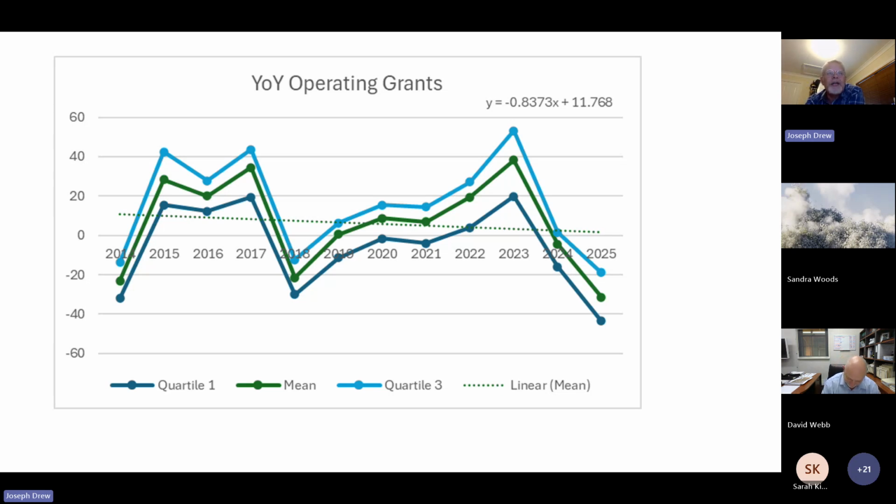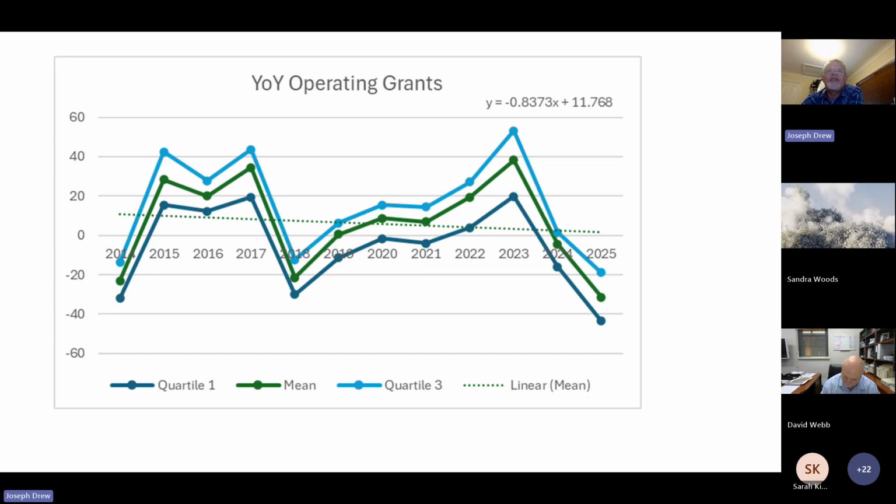So now we're just looking at rural councils, and we've gone back to having a mean, the dark green line, a quartile 1, 25% of councils below that, a quartile 3, 25% of councils above that. And you can see the grants are all over the place. They have great big bumps up, and then they have great big dives down. And that would present an awful lot of challenges to general managers and councillors trying to manage budgets when your grants are going up and down like a yo-yo. So that's one thing to notice.